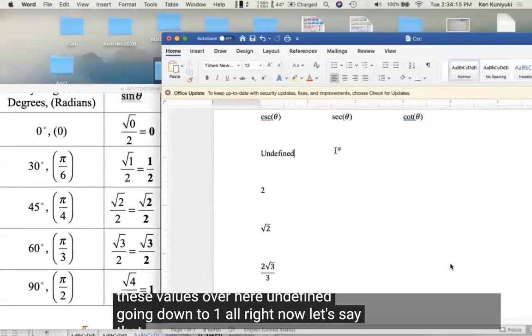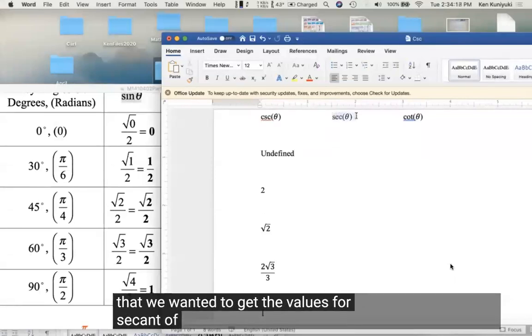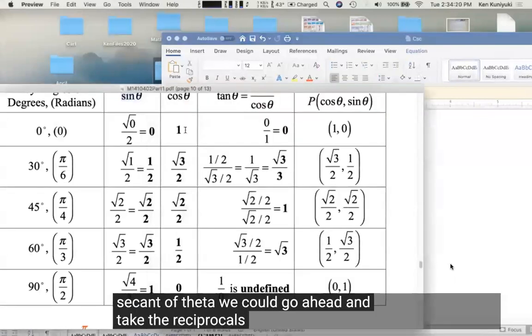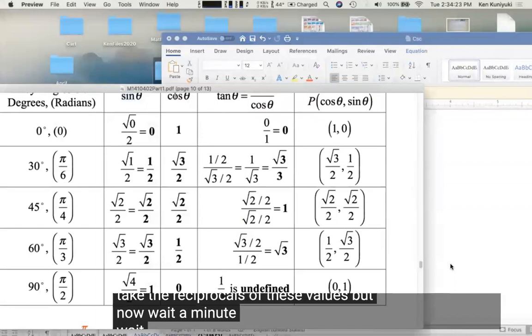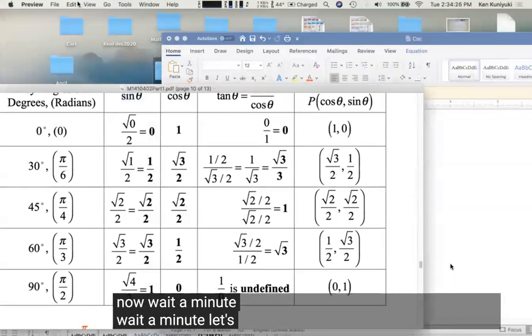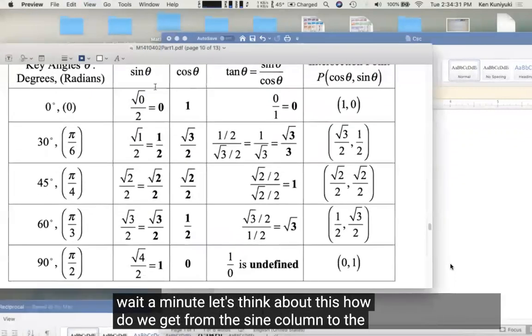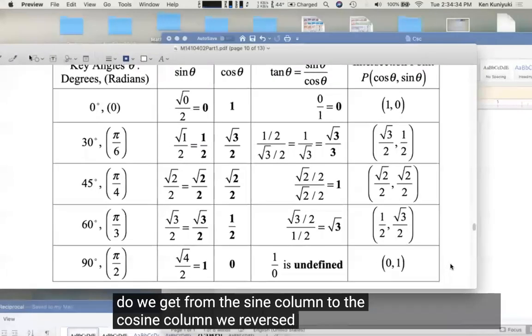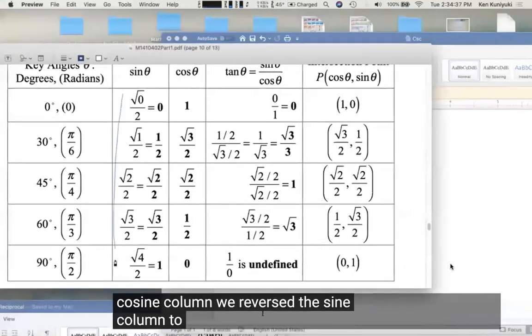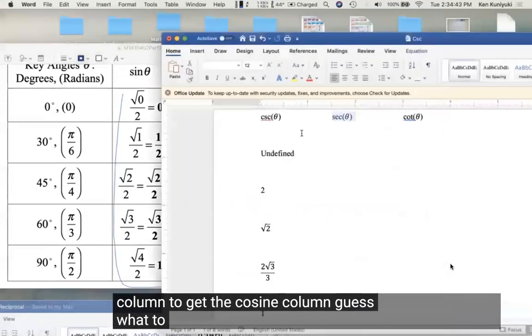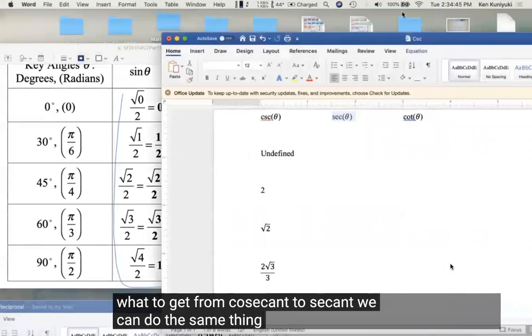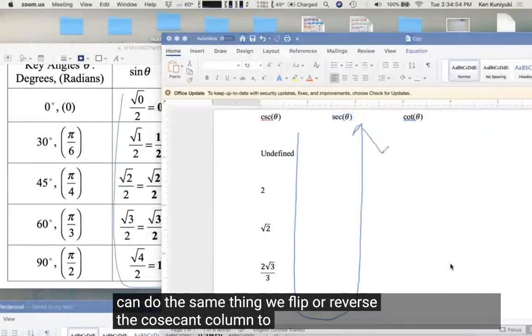All right, now let's say that we wanted to get the values for secant of theta. We could go ahead and take the reciprocals of these values, but now wait a minute. Let's think about this. How do we get from the sine column to the cosine column? We reversed the sine column to get the cosine column. Guess what? To get from cosecant to secant, we can do the same thing. We flip or reverse the cosecant column to get the secant column.